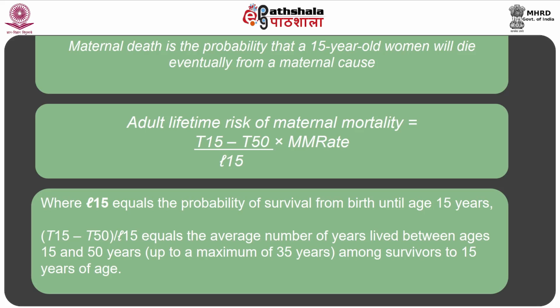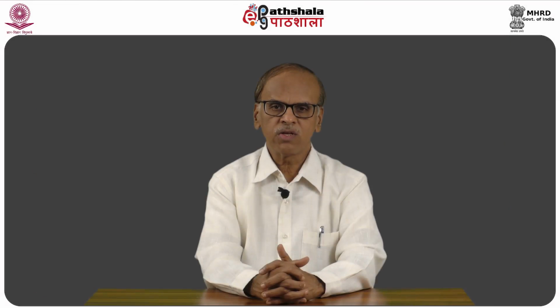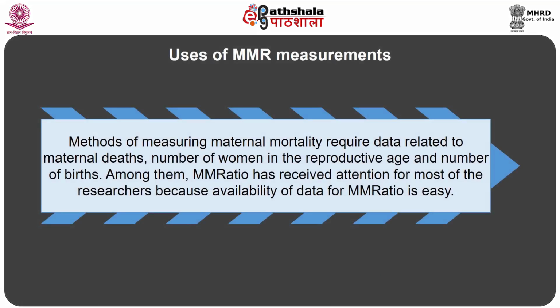Risk of maternal mortality equals (T15 minus T50) divided by l15, multiplied by the rate, where l15 equals the probability of survival from birth until the age of 15 years. (T15 minus T50) divided by l15 equals the average number of years lived between the ages of 15 and 50 years, up to a maximum of 35 years, among survivors to 15 years of age. The values for l15, T15 and T50 are life table quantities for the female population during the period in question. Uses of MMR measurement.